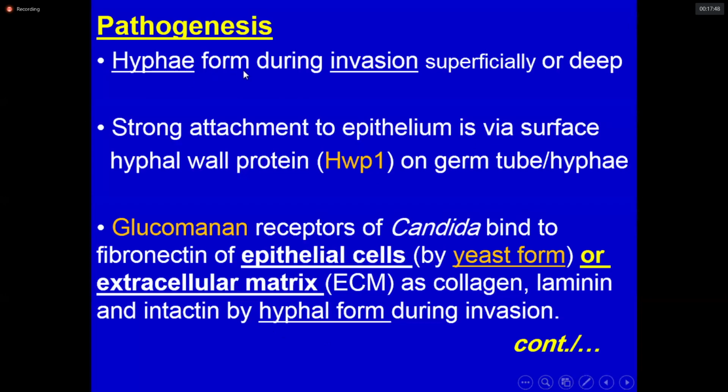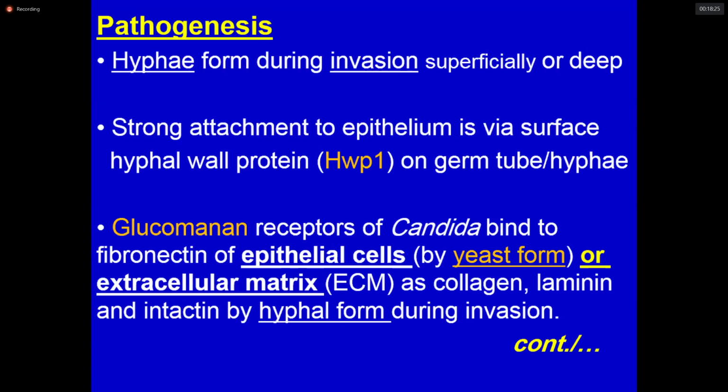Pathogenesis: the hyphae form represents the agent that goes deeply. It starts superficially, but then goes deeply. So hyphae have the characteristic of invasion of the deep tissues of the body. Usually, the yeast form can cause superficial infection. Usually, I am not saying always, but hyphae can invade deep.